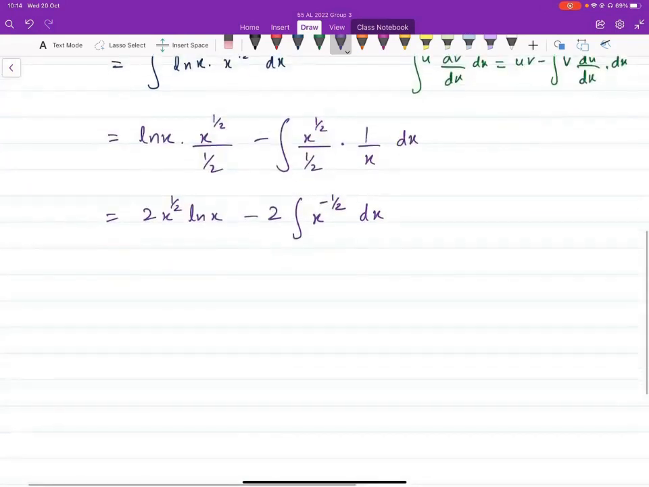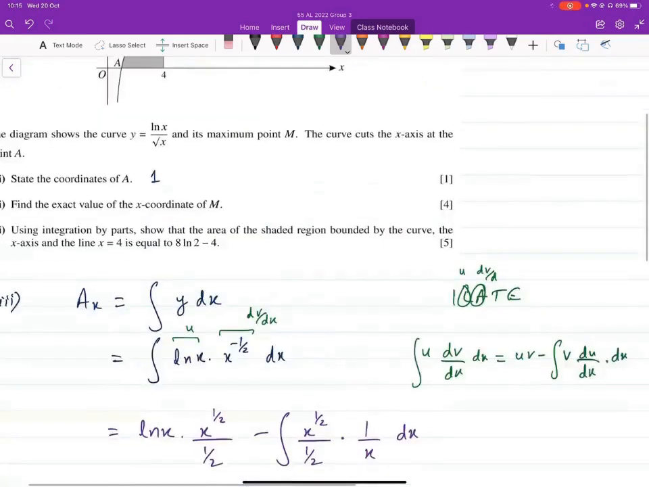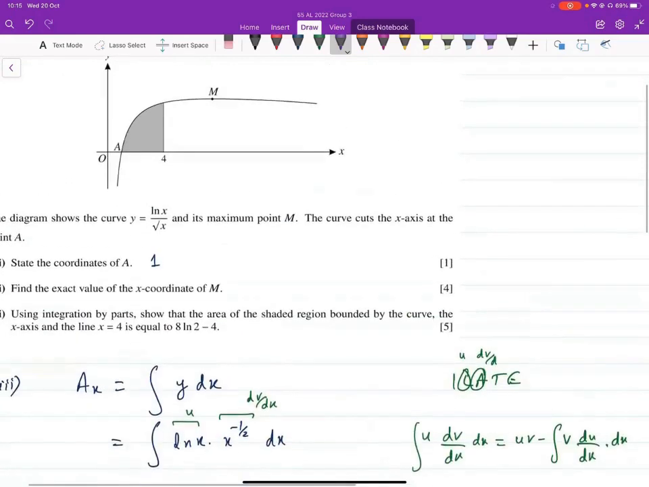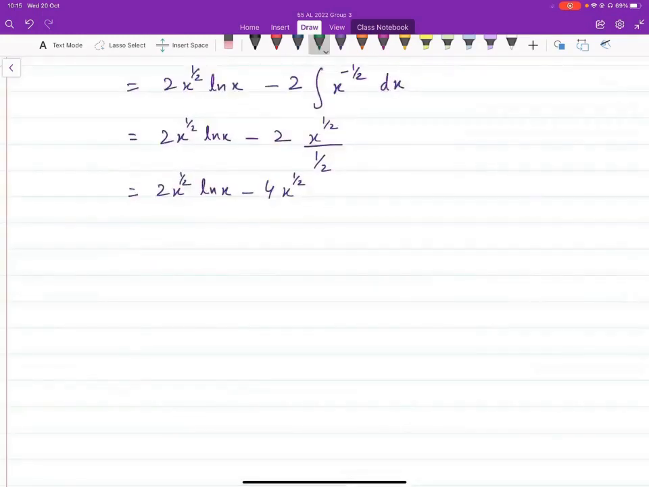Now this is something that you know how to integrate. Increase the power of x again by 1 and divide by the increased power, and that's your integral. Okay, what do we do at this point? We input the limits. Limits are from 1 to 4. And the question says show that the area of the shaded region is equal to 8 ln 2 minus 4. That's what you have to show. Input the limits from 1 to 4.